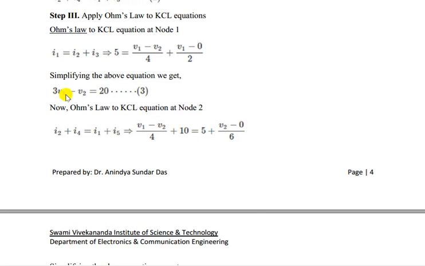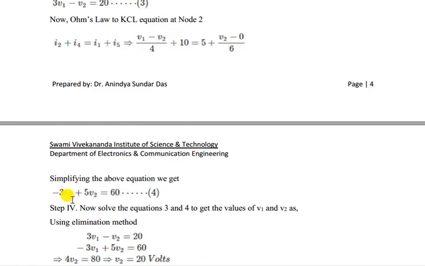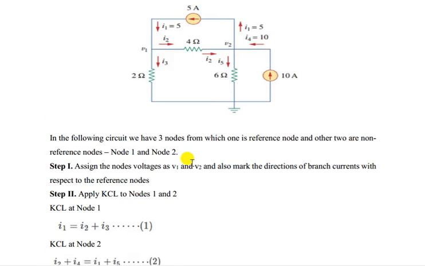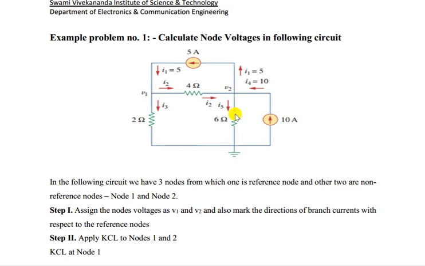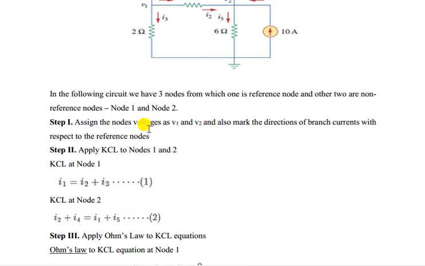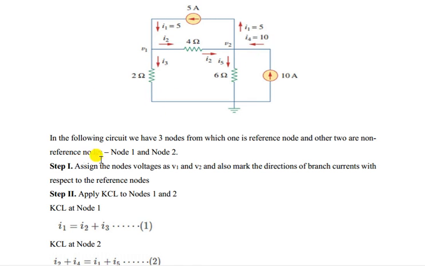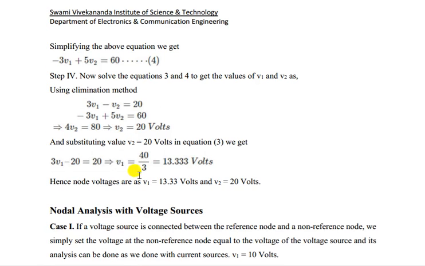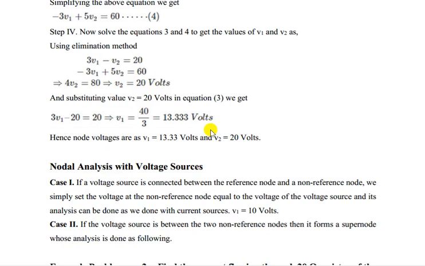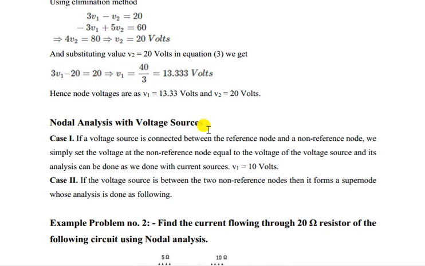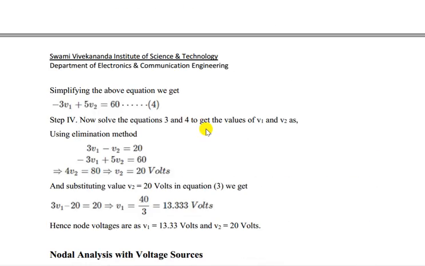So we have two unknown variables, V1 and V2. Here also V1 and V2. So how many nodes are there? The total number of nodes is 3, and n minus 1 non-reference nodes, that means 2 non-reference nodes. So we get two equations of two unknown variables V1 and V2. If we solve them, we will get the values of V1 and V2. You can solve using any method that you have learned to find unknown variables, at least for 2 and 3 variables.